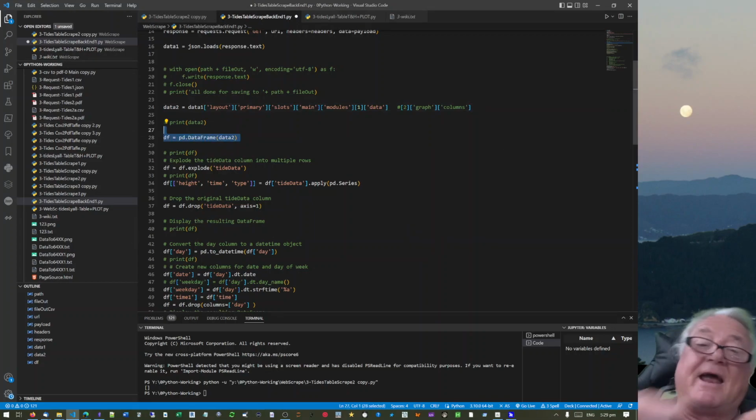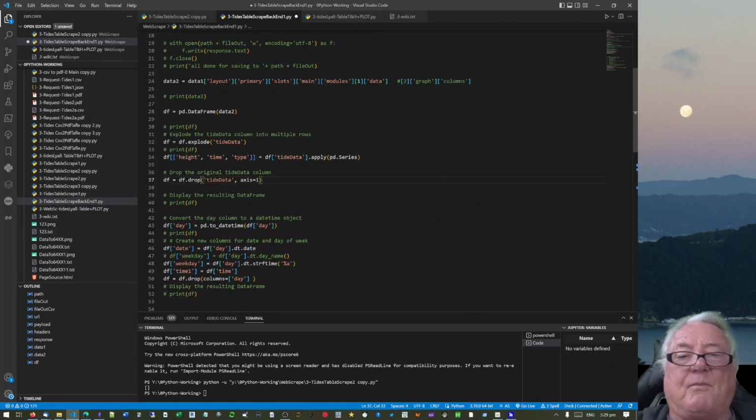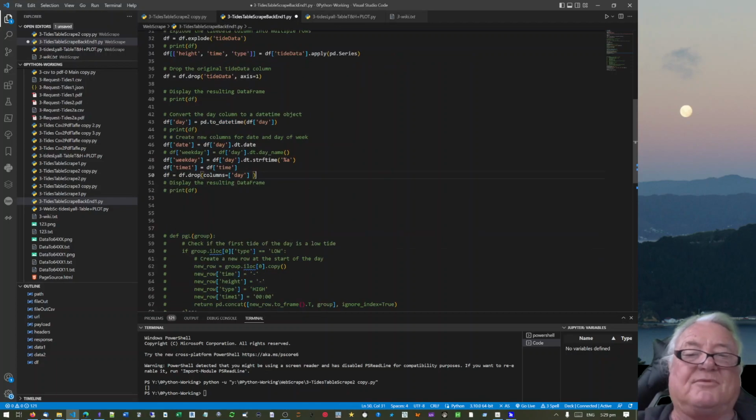Once we've got it into a data frame, we can start manipulating it like a table, which is what we actually ended up wanting to organize it as. So we're going to explode it because it's still in JSON format. We're then going to take the tide data, which is each individual one, and break it out into height, time, and type. And then we're going to drop this combined one that has all of the data in it. And then we're also going to get the day column, and we're going to turn it into a date time, because then we can actually get the day of the week, so we can get the weekday from that, and then we can just drop the columns that we don't need.